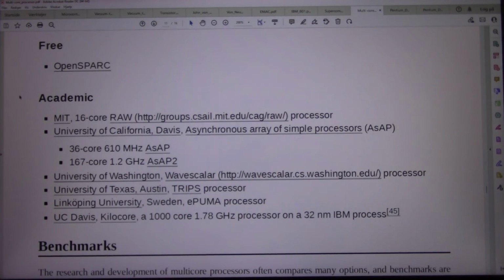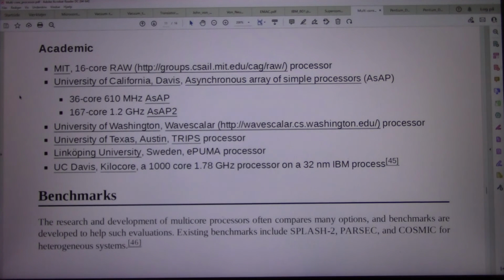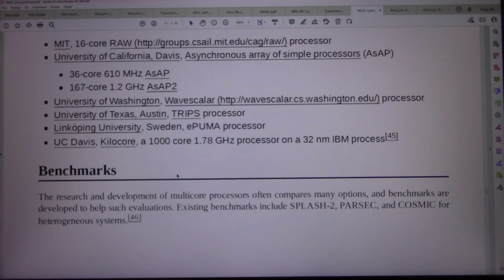Free: OpenSPARC. Academic: MIT, 16-core RAW processor. University of California, Davis, Asynchronous Array of Simple Processors, AsAP, 36-core 610 MHz AsAP, 167-core 1.2 GHz AsAP2. University of Washington, WaveScalar processor. University of Texas, Austin, TRIPS processor. Linköping University, Sweden, ePUMA processor. UC Davis, KiloCore, a 1000-core 1.78 GHz processor on a 32nm IBM process. 45.